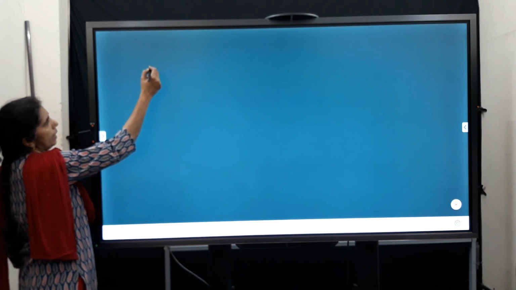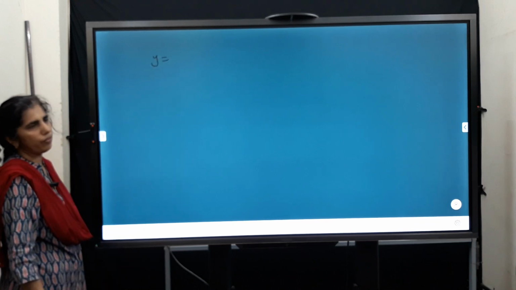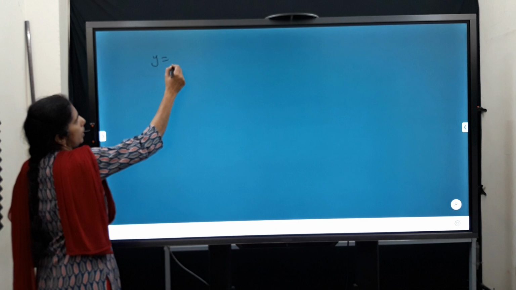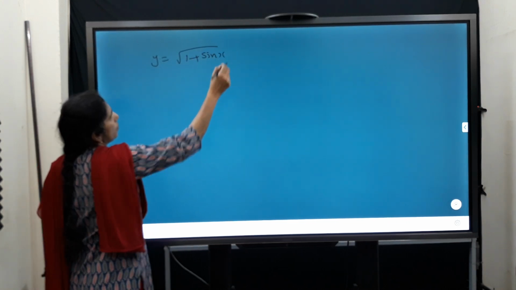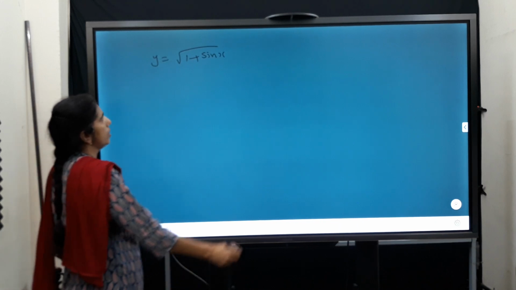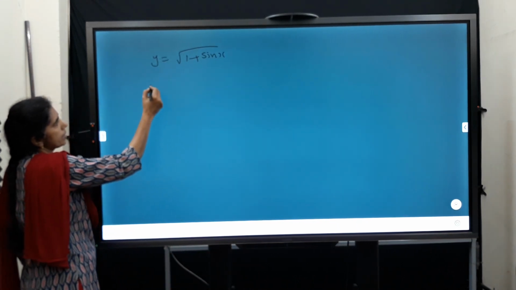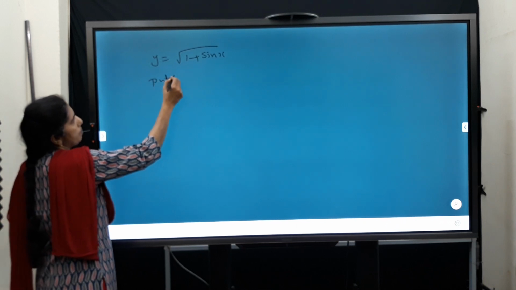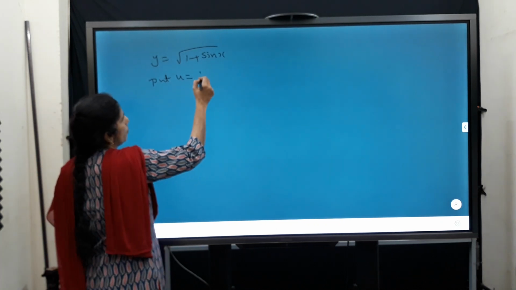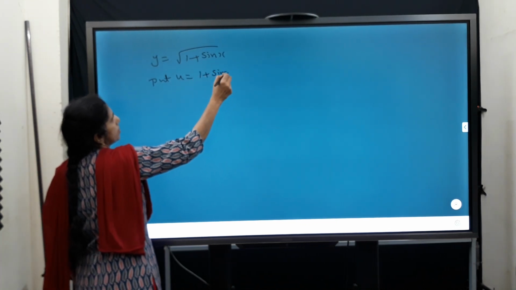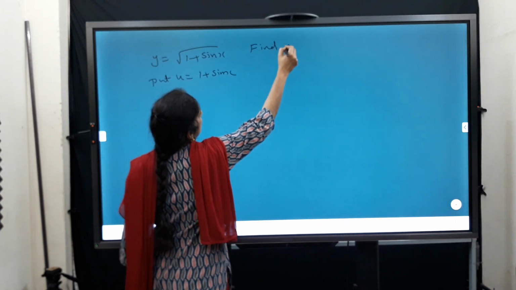Let us look at another example. Any functions of the form root of f of x, we can do it using this method. Consider this function y equal to root of 1 plus sin x. So here our f of x is equal to 1 plus sin x. So we put, as usual, u is equal to 1 plus sin x.